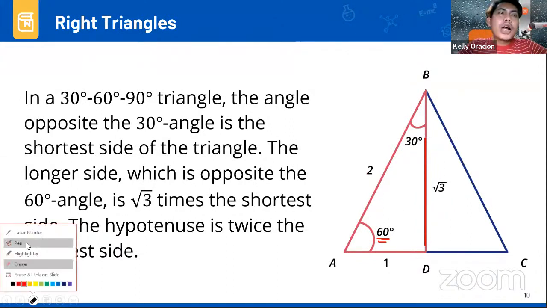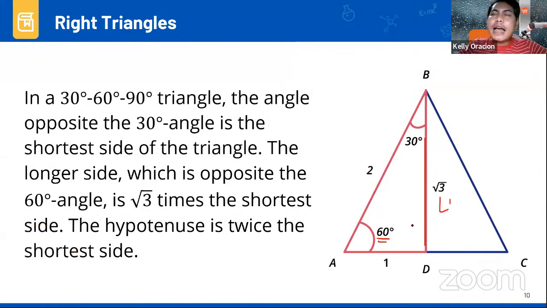It's the longer leg. And this is the 30 degrees angle. The opposite side is what we call the shorter leg. Again, please take note of that one. The opposite side of 60 degrees is what we call the longer leg. The opposite side of the 30-degree angle is what we call the shorter leg.